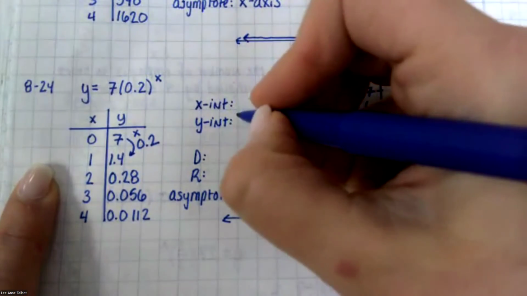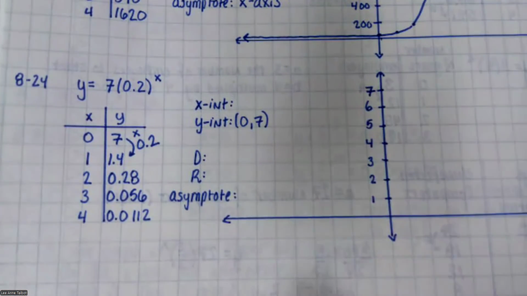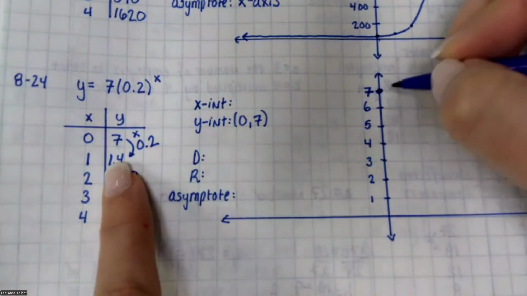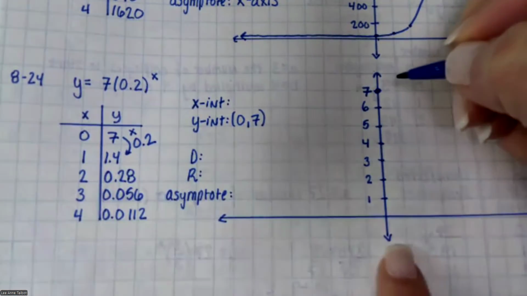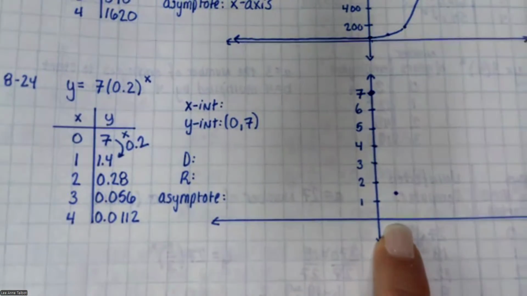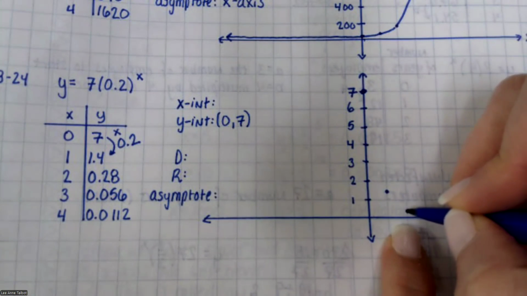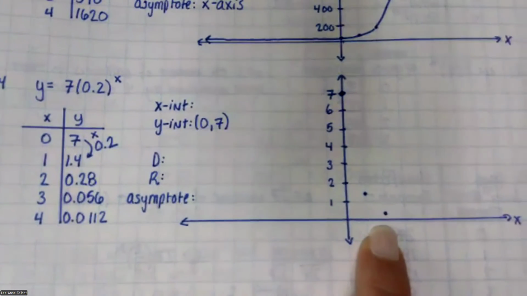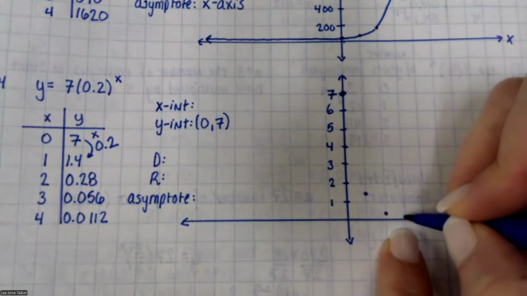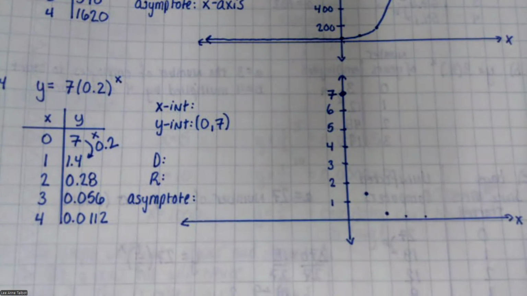Okay, our y-intercept is 0, 7. 0, 7's right here. 1, 1.4, 2, 0.28, let's say. And then I just have to kind of wing it, try not to touch the x-axis.